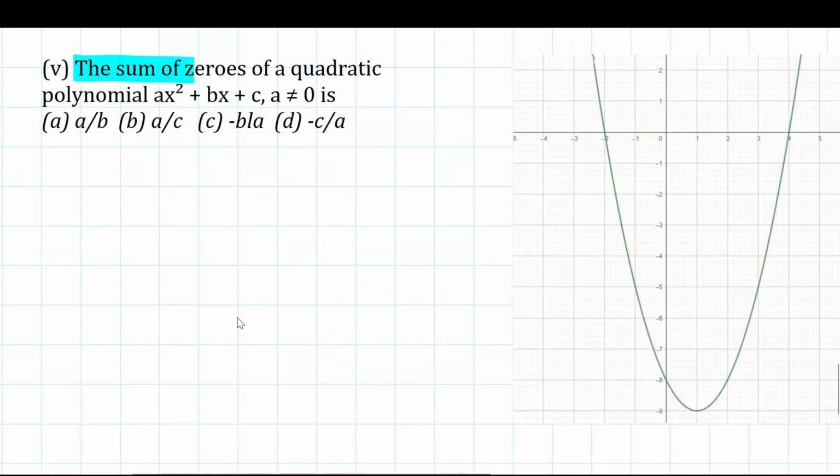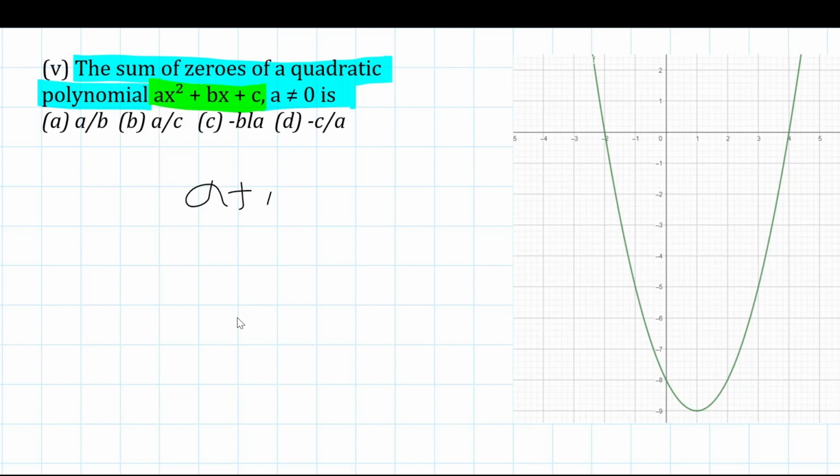In the fifth part, this is sum of the zeros of a quadratic polynomial. Well, this is what a quadratic polynomial given. In the standard form, we are asked to find the sum of the zeros. Well, sum of the zeros, that is alpha plus beta, is what? Minus b over a. That means negative coefficient of x divided by positive coefficient of square term.